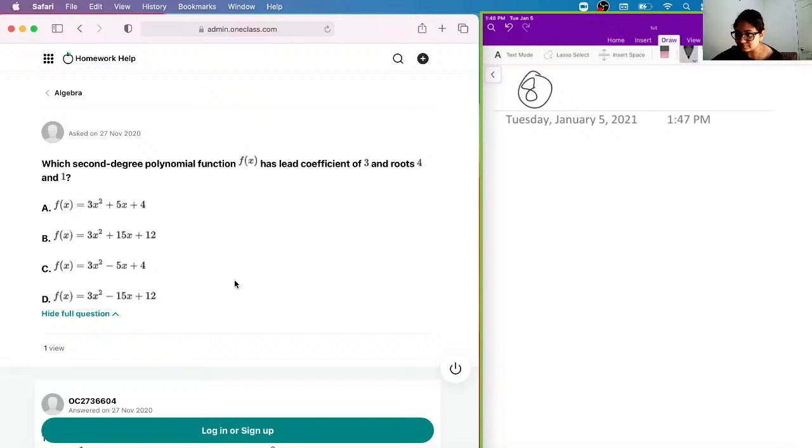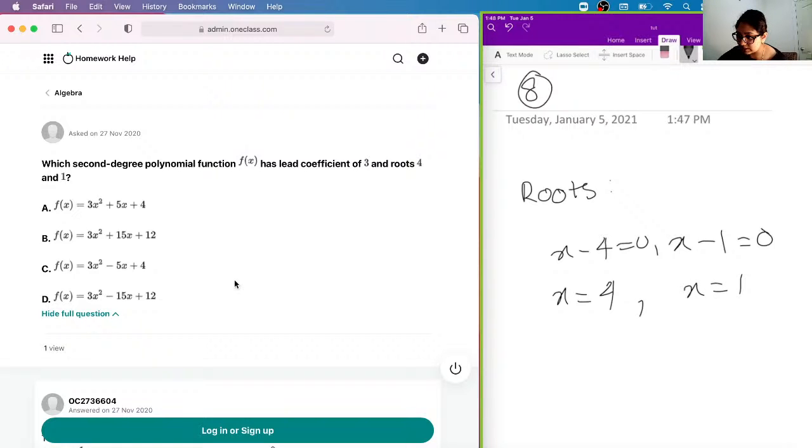So what we mean by roots is that the roots we need are x minus 4 equal to 0 and x minus 1 equal to 0. The way you would want to write this out would be f of x. Since we have a coefficient of 3, you would write 3 first. Then you would have x minus 4, x minus 1 as your roots.